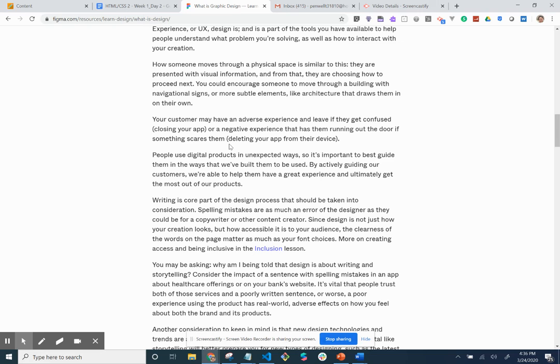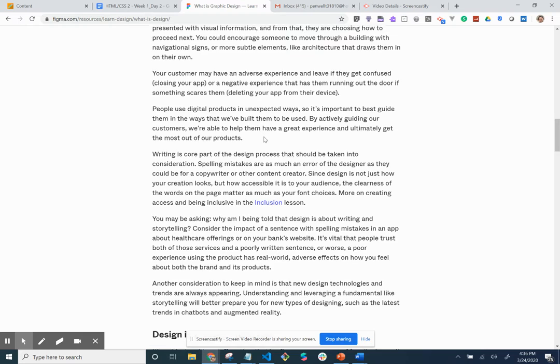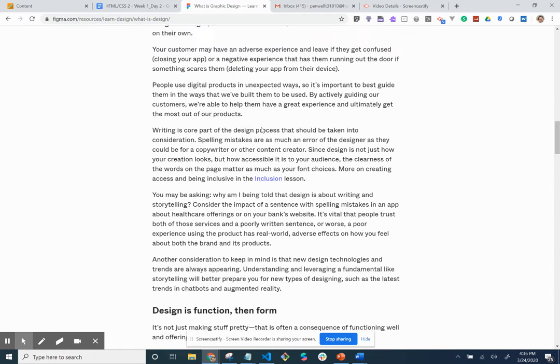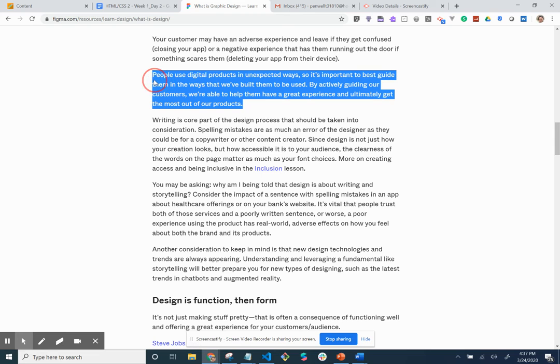Your customer may have an adverse experience and leave if they get confused, such as closing your app or leaving your website. People use digital products in unexpected ways, so it's important to best guide them in the ways that they're built to be used. So be sure not to make assumptions. I know I'm guilty of this in so many areas. I make assumptions, and I try hard to stop making assumptions and be more descriptive. That's something I definitely need to work on, but don't assume people know how to interact with your product.